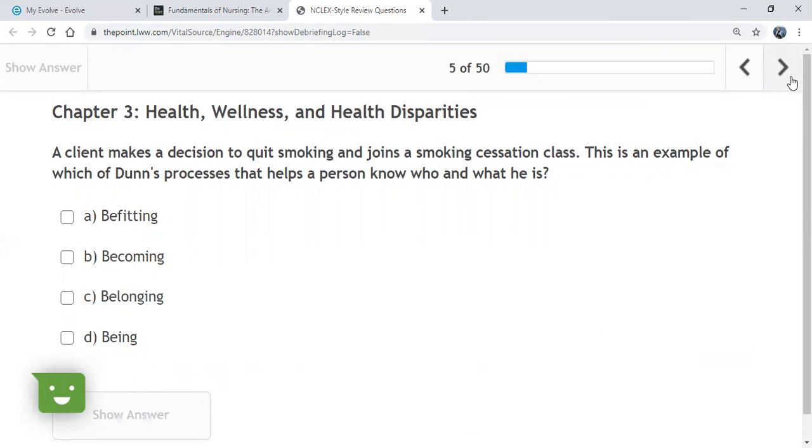Okay, so the question says, this is an example of which of Dunn's processes that helps a person know who and what he is. So now let's read the whole statement. A client makes a decision to quit smoking and joins a smoking cessation class. This is an example of which of Dunn's processes? In order to answer this question, you've got to know about Dunn's processes. And again, this is something I would want to know and focus in on, because they might ask me about this, right?